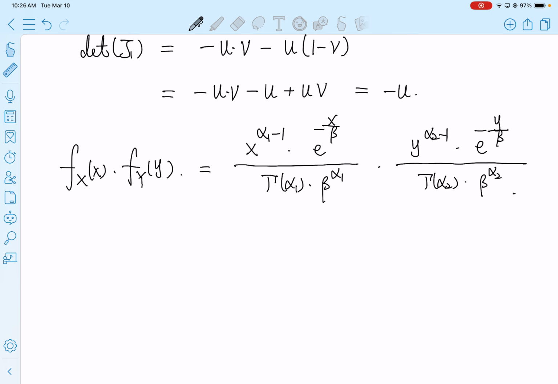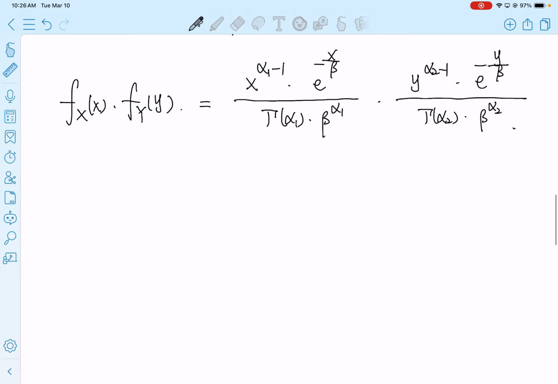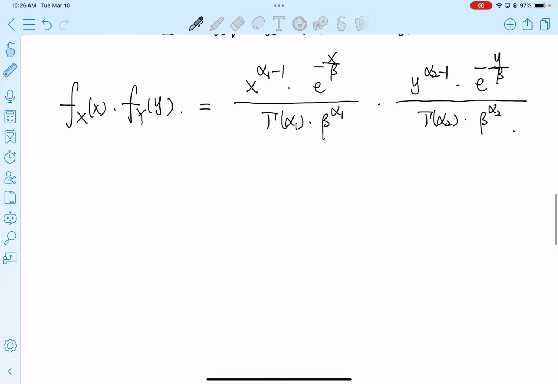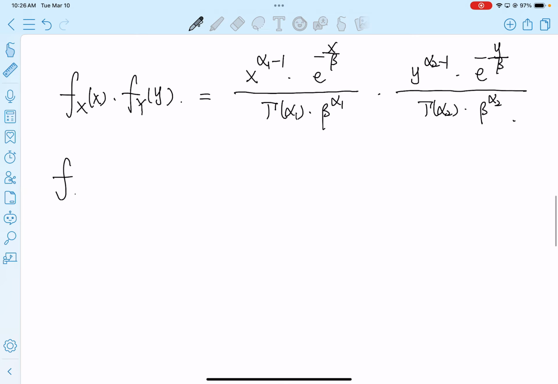Okay, so that's the joint density function. Again, here it is due to the independence. Because they are independent, the joint is equal to the product of the marginals. So that's the joint density function for x and y. But now we need the density function for u and v instead.